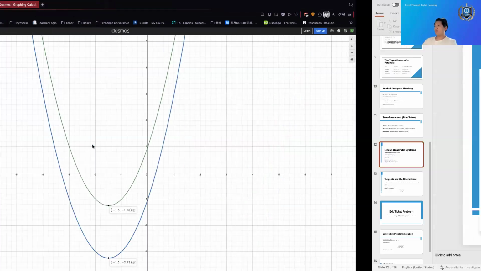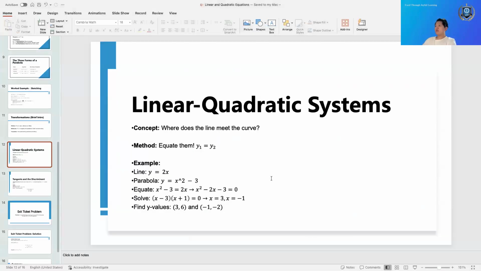Moving back to the PowerPoint. So, linear quadratic system. Have you ever come across a question which asks you how many points of intersection a linear line has with a quadratic line? Have you come across those questions before? Yes, and your way of solving them is simply to equate them, right?